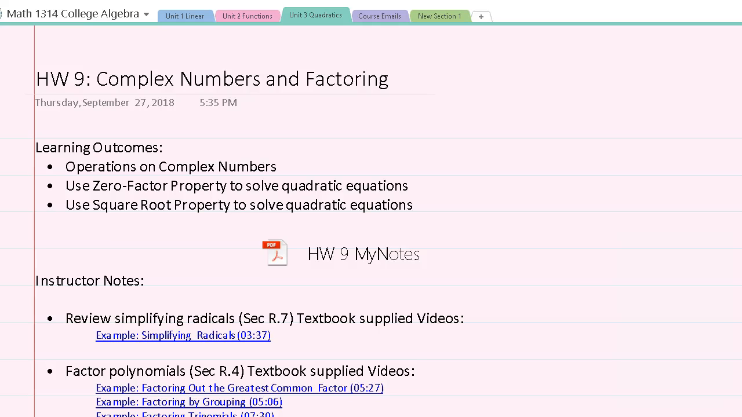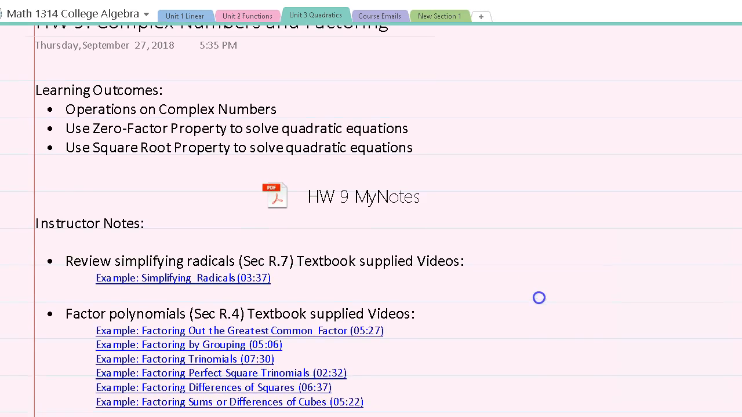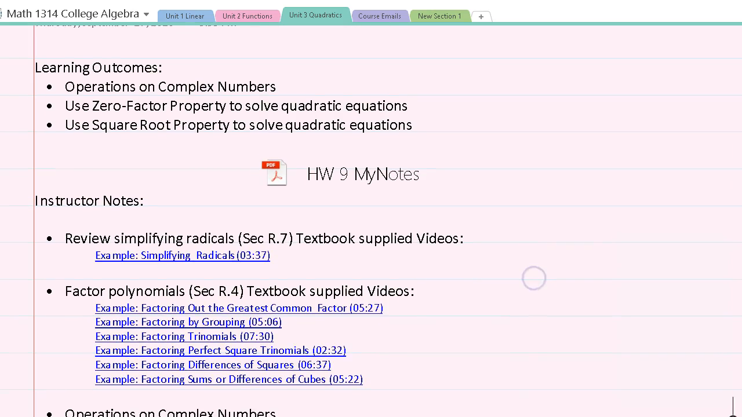This video will introduce the topics of complex numbers and using factoring to solve quadratic equations. The learning outcomes are to perform operations on complex numbers and to solve quadratic equations using the zero factor and the square root properties. Before talking about these outcomes, you may need to review your skills of simplifying radicals and factoring polynomials. Review videos and blank My Notes are provided.